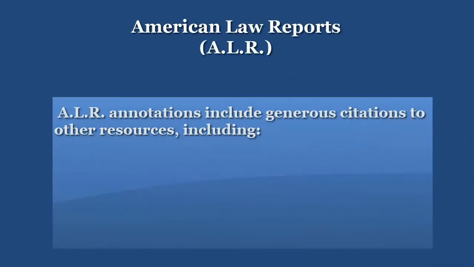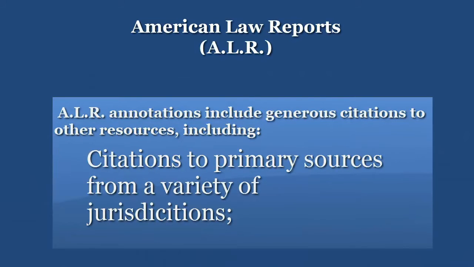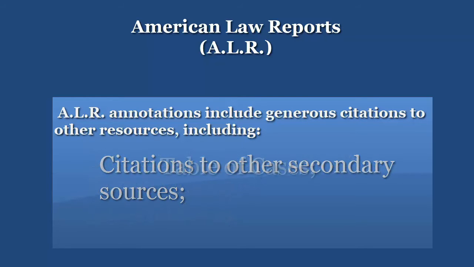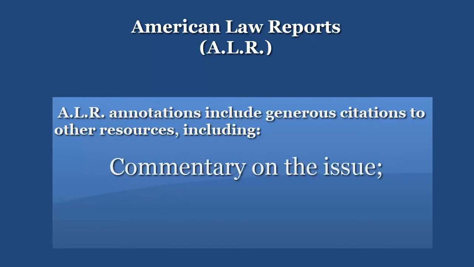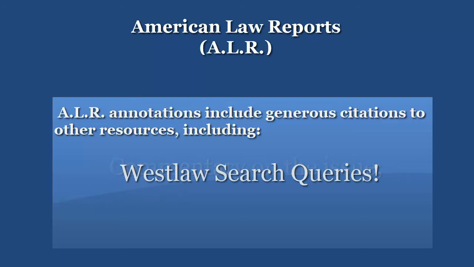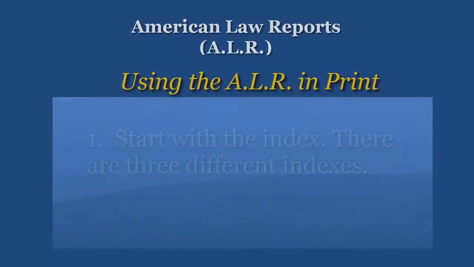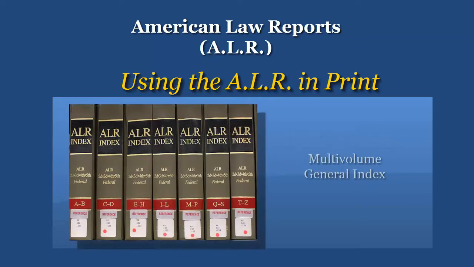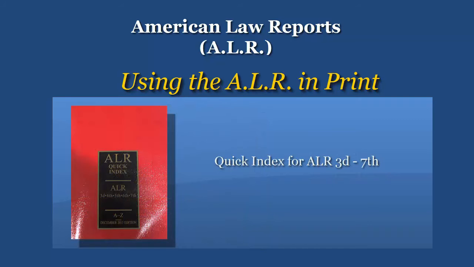ALR annotations include generous citations to other resources, such as citations to primary sources from a variety of jurisdictions, citations to other secondary sources, tables of cases, and commentary on the issue. They even include Westlaw search queries. To use the ALR in print, first go to the index. Keep in mind that the ALR has 3 different indexes. There is the multi-volume general index, the quick index for ALR 3rd through 7th editions, and the federal quick index.